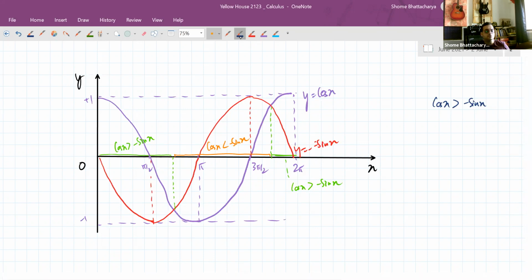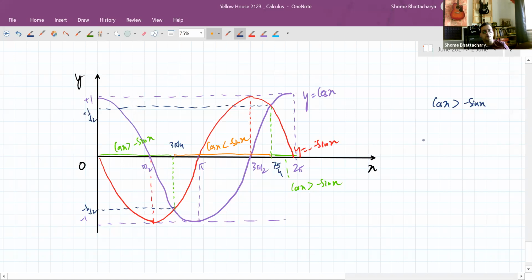So now all we have to do is find the point where cos x is equal to minus sin x. So which point is that? Over here, this will be 3 pi by 4. And over here, this will be 7 pi by 4. And this value is minus 1 by root 2, and this value is plus 1 by root 2. Okay.